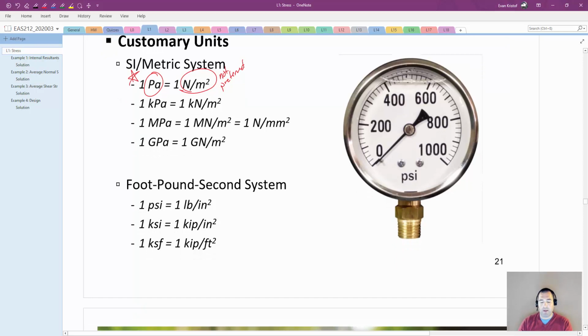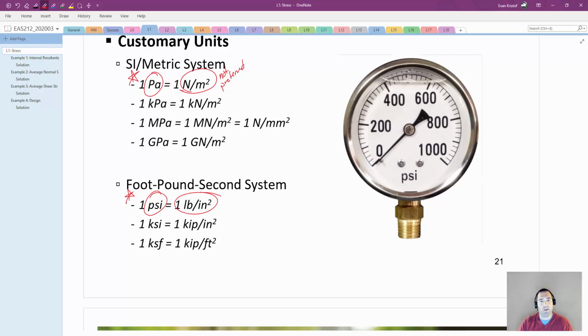Same thing with the US customary system. Even though like pounds per inch squared, we often could represent it in a calculation, pounds in the numerator, inches squared in the denominator, it's much more common to reflect it in PSI or KSI or KSF or PSF. Using these abbreviations is much more common than writing out fully kip divided by foot squared. So keep that in mind.